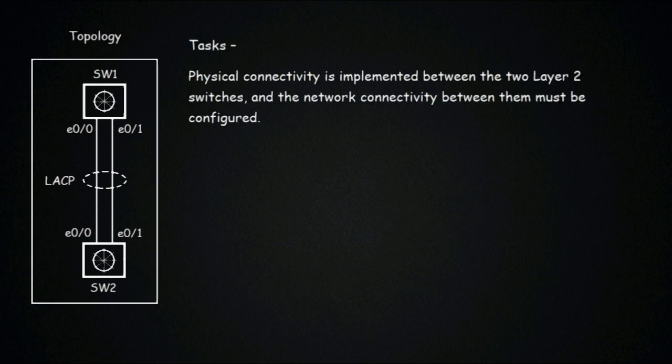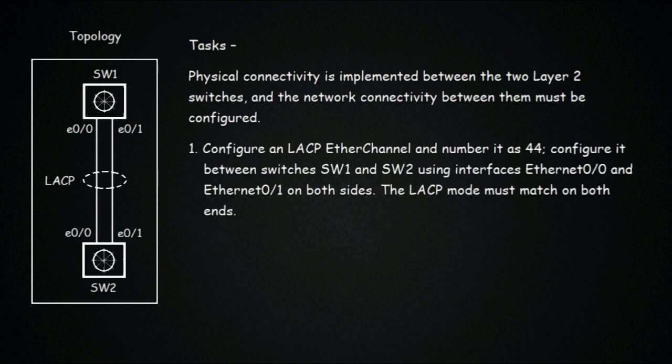Topology. Tasks are: physical connectivity is implemented between the two layer 2 switches, and the network connectivity between them must be configured. 1. Configure an LACP EtherChannel and number it as 44. Configure it between switches SW1 and SW2 using interfaces Ethernet 0/0 and Ethernet 0/1 on both sides. The LACP mode must match on both ends.